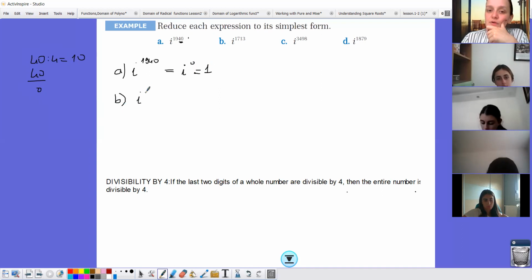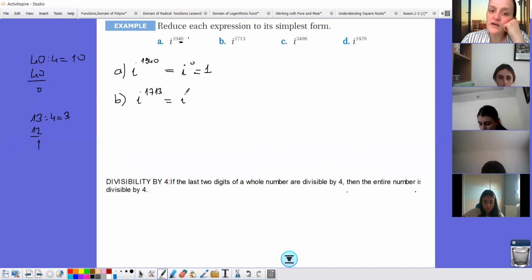What about in B? I have i to the power of 1,713. We will take only 13. When I divide 13 by 4, what will I get? You have 1 as a remainder. So this one will be i to the power of 1, which is i. Okay. Now in C, I will give you time to do by yourself.